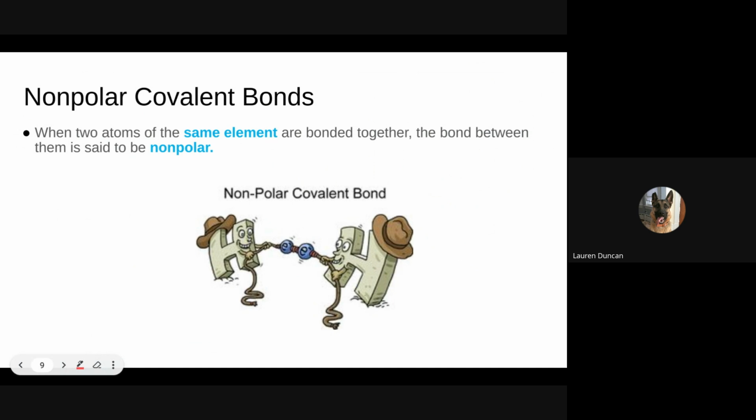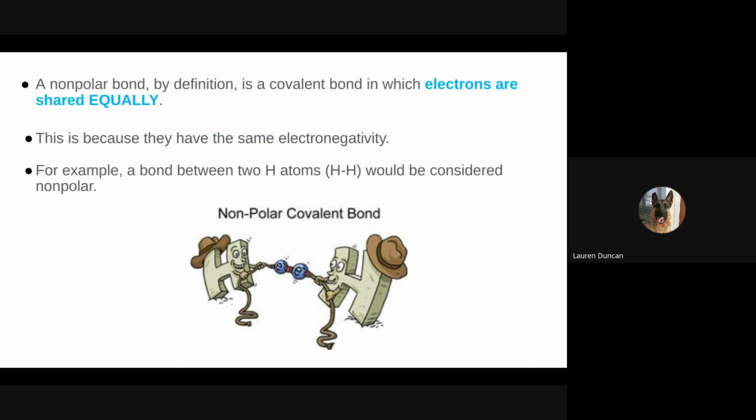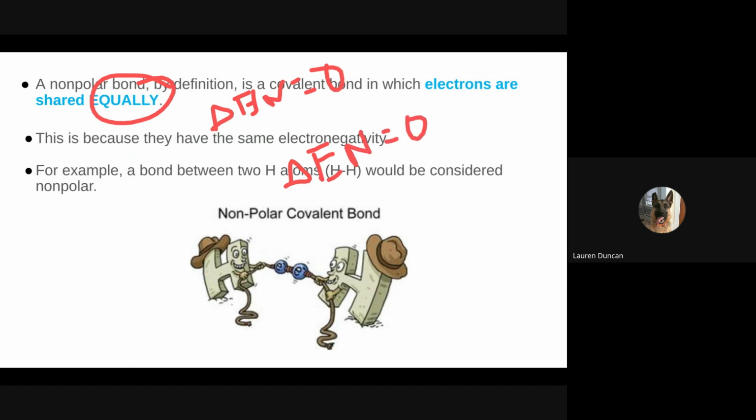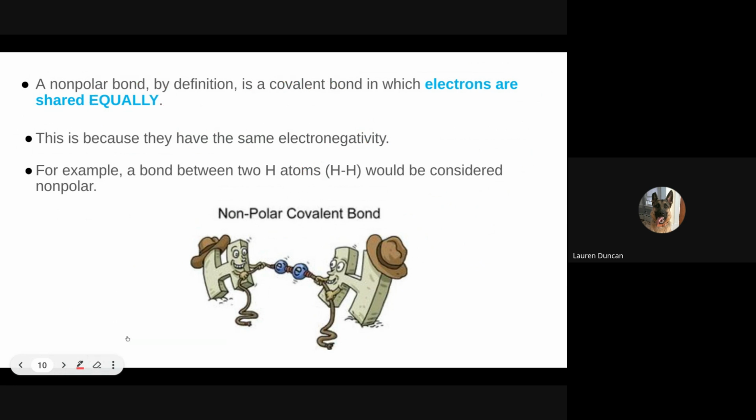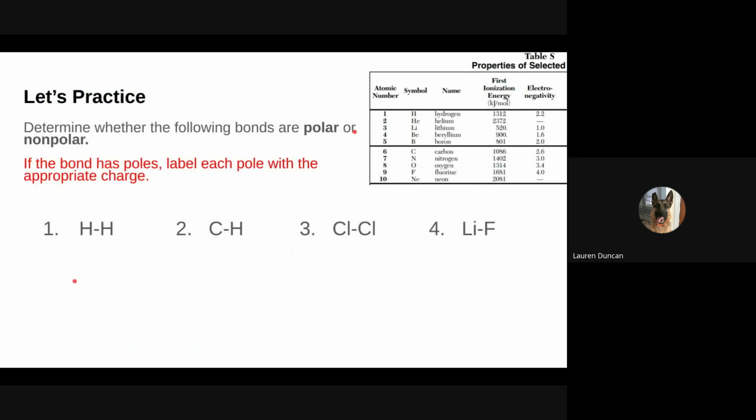Nonpolar covalent bonds between nonmetals don't have poles. The big thing to know about them is those electrons are shared equally because the electronegativity difference is 0. That says delta EN equals 0. You'll see in the gizmo there are specific numeric criteria, but for us, just think of a nonpolar bond between atoms of the same element. There's no difference in electronegativity, which means they share the electrons equally.